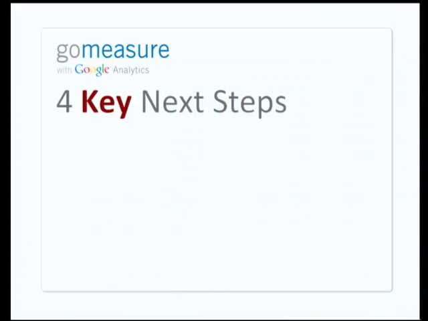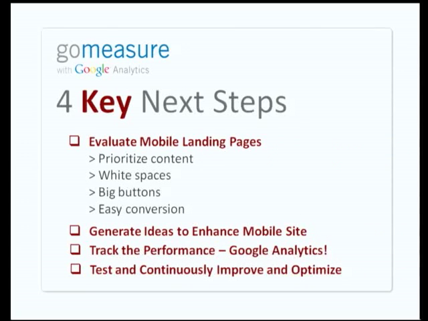The 4 key next steps that you can adopt: obviously evaluate the mobile landing pages that you have or don't already have. Make sure you follow the key takeaways: prioritize content, having uncluttered white spaces, big buttons for the thumb, it's all about the thumb, and easily giving people the option to convert. Then generate ideas to enhance mobile sites. Creativity is very important. Track the performance, use Google Analytics, and continuously test and optimize your sites.